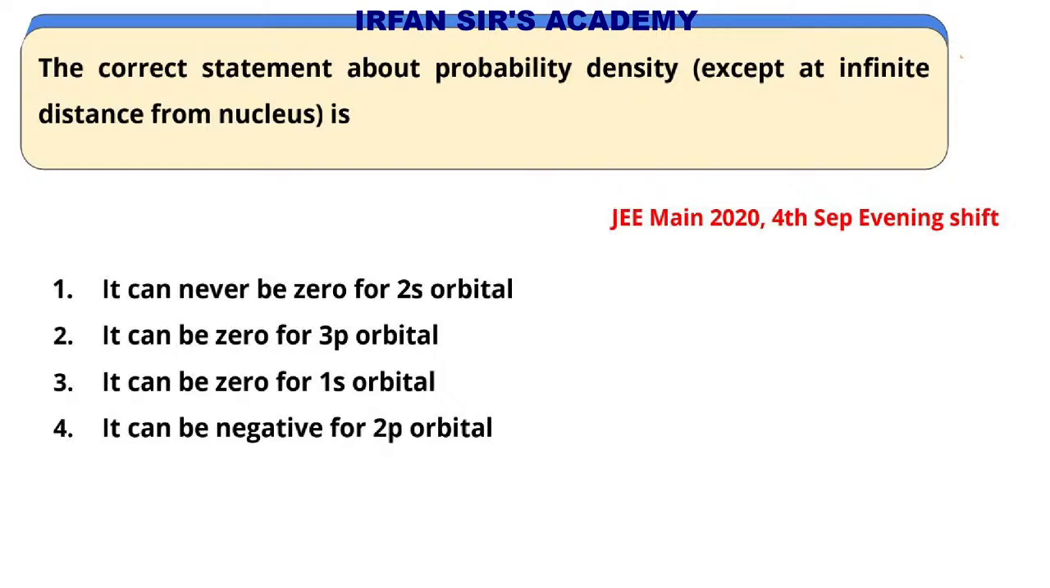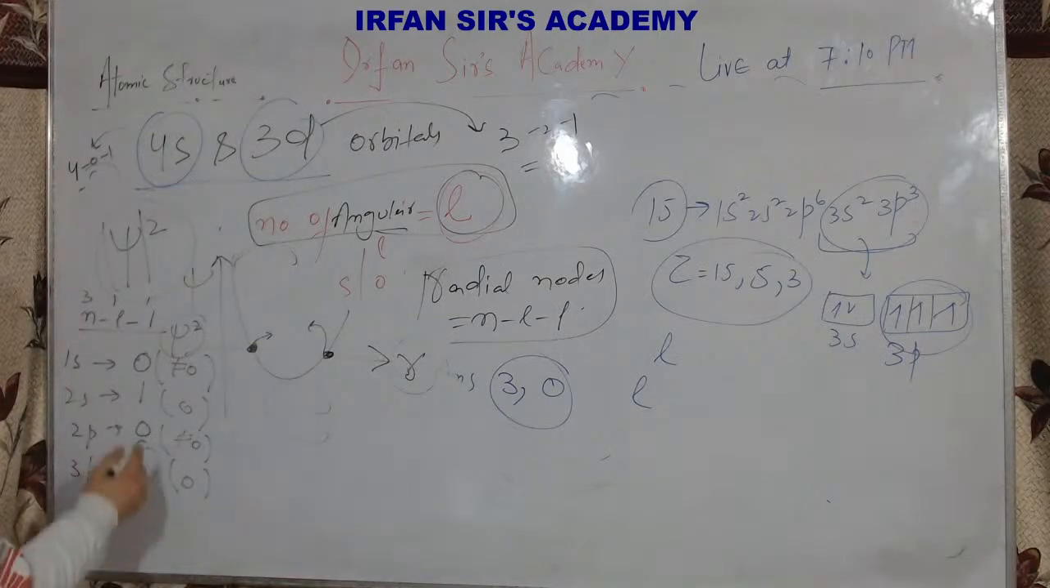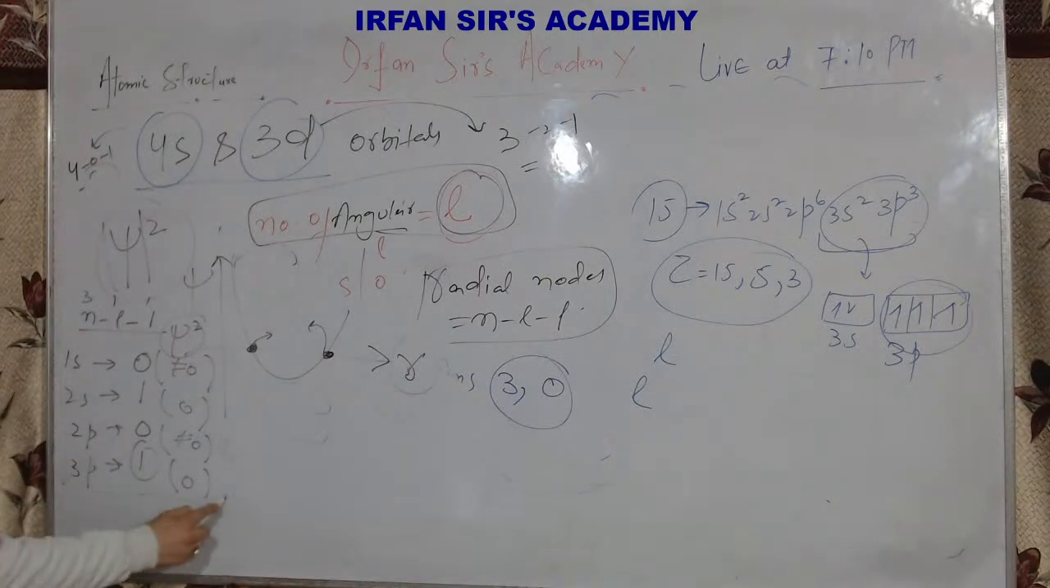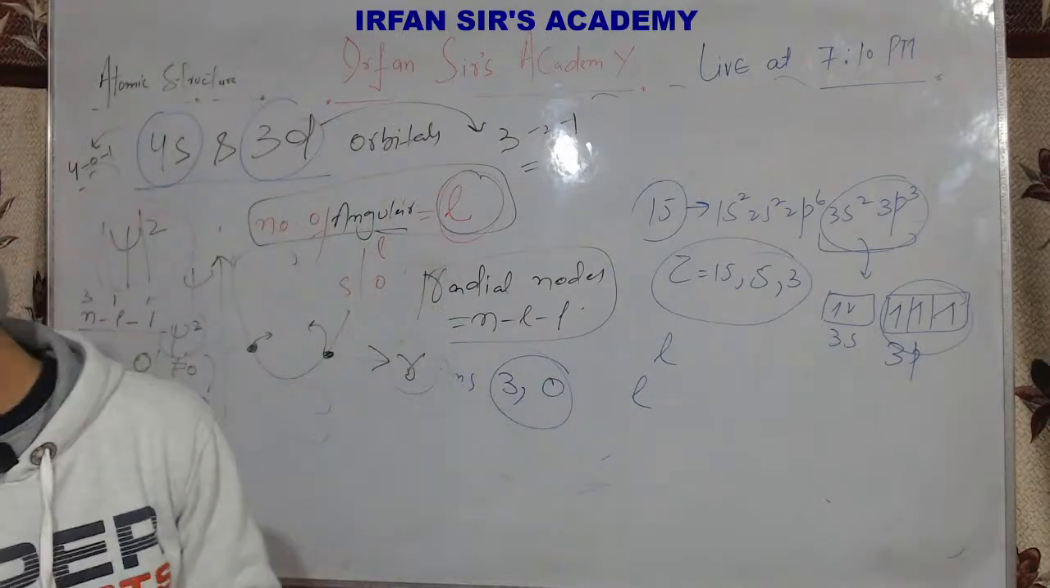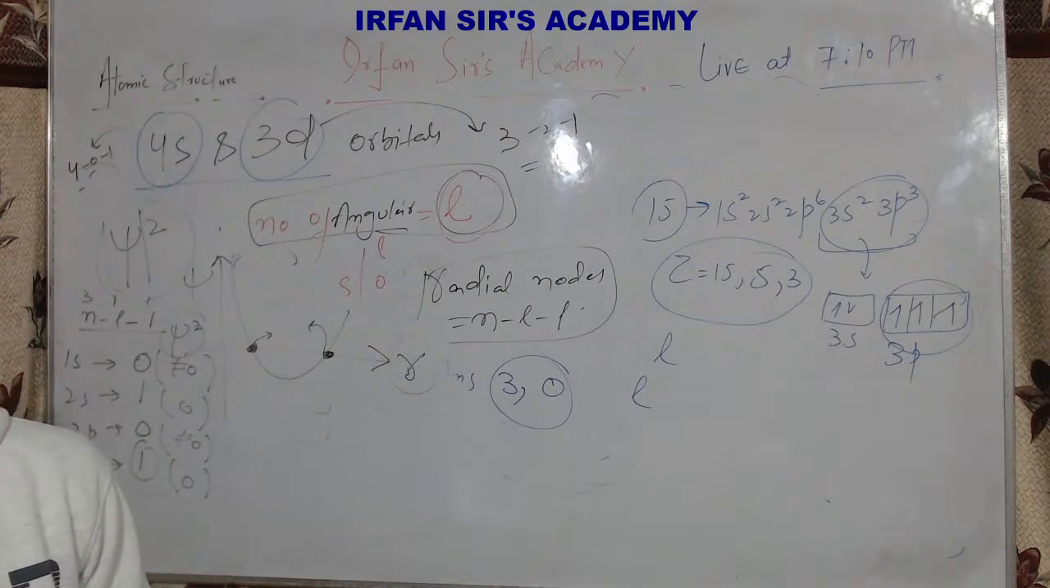It's always positive, it cannot take a negative value, because it is mod of psi square. It is a probability density, and probability is always positive. It can be 0 for 3p orbital? Yes, it can be 0 for 3p orbital. It means option B, or option number 2, is correct. Yes, Hafsa. Yes, Hafid.